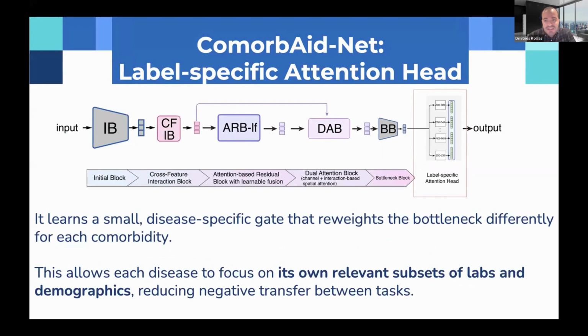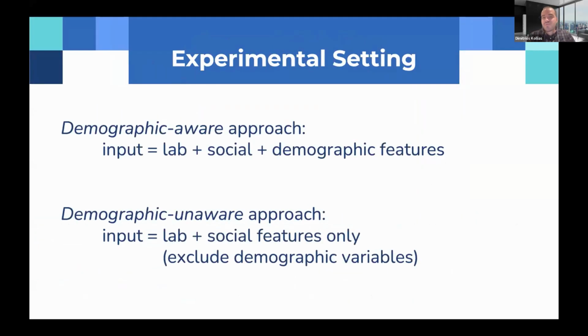Because, as I mentioned initially, those 12 outputs make this a multi-label classification problem. So this means that one patient can have multiple of the 12 comorbidities. So there could be a case where there is some negative transfer between those tasks, and that is one of the reasons why we have this component. And as I mentioned before, we have two different settings, the demographic aware and the demographic unaware ones.